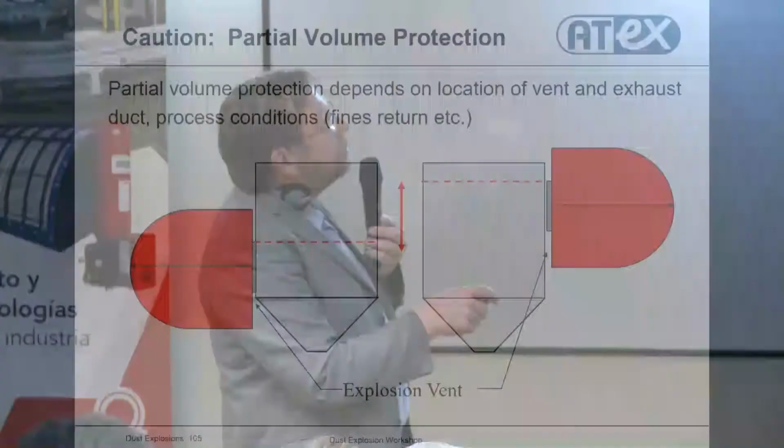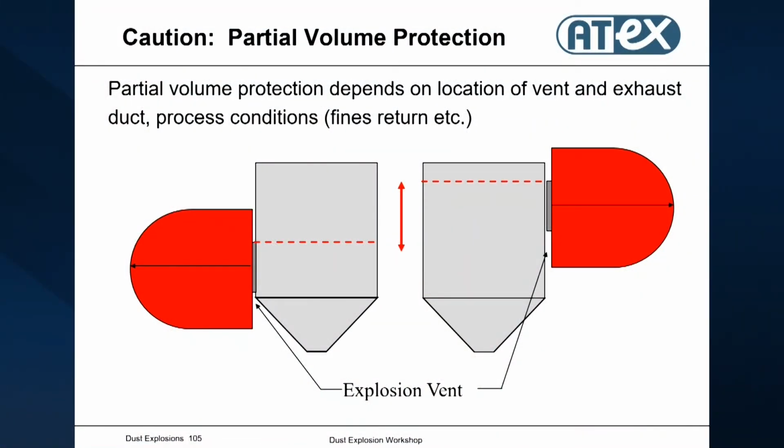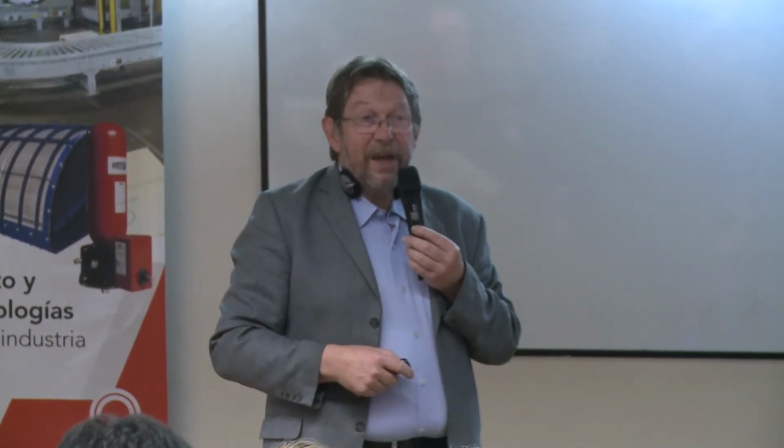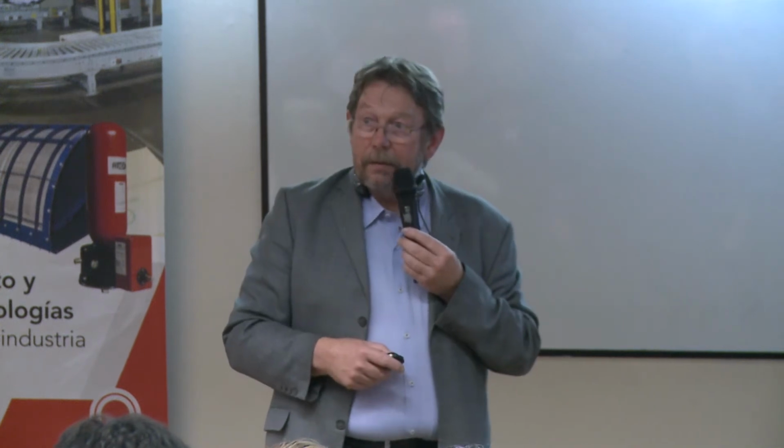But if you manage in a dryer, for example, to put the vent in the lower part where you have the dust cloud, then you can more or less divide the volume into two parts, and you only have to consider half the volume. Or you get half the P red. That means you need half the vessel strength.